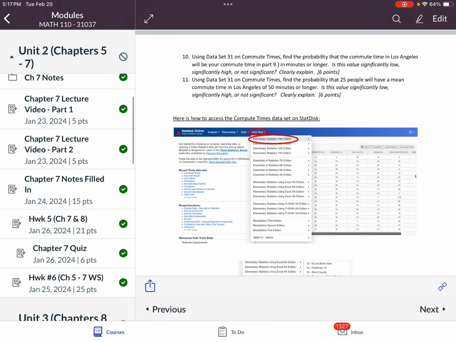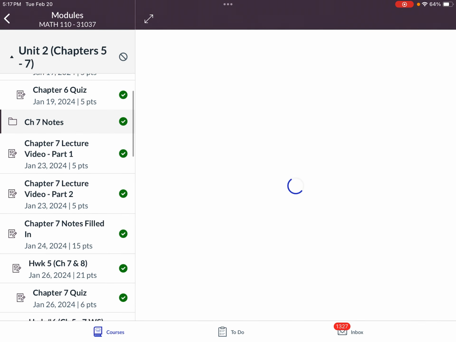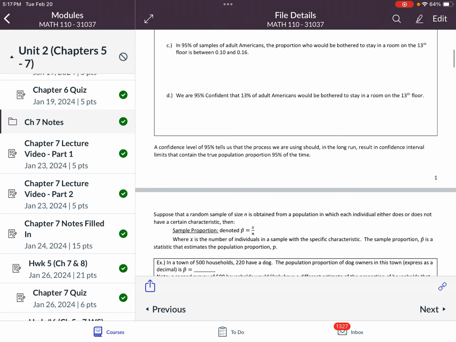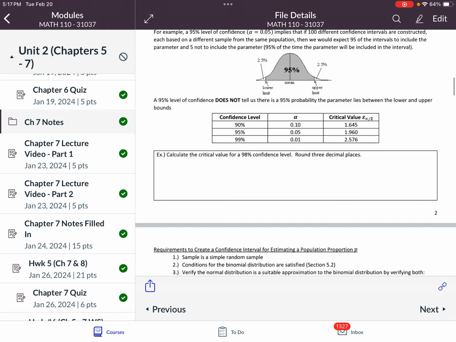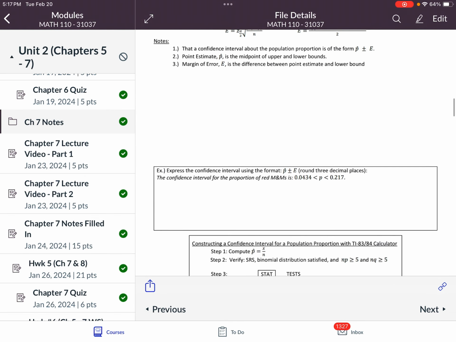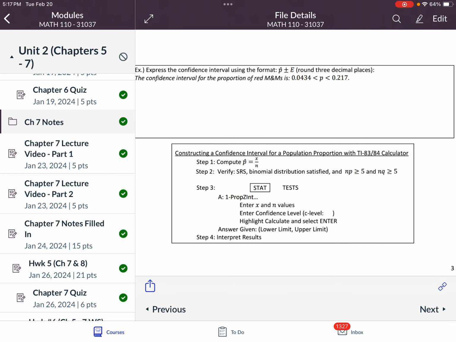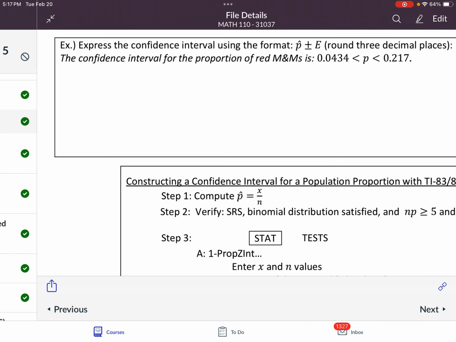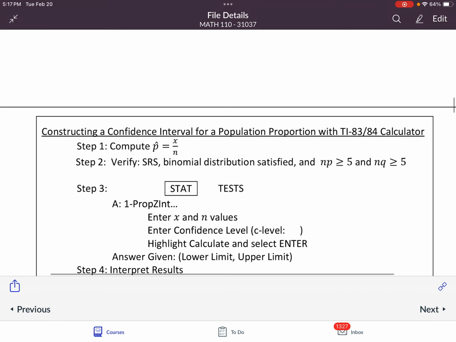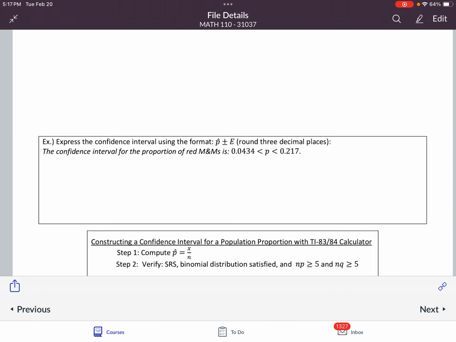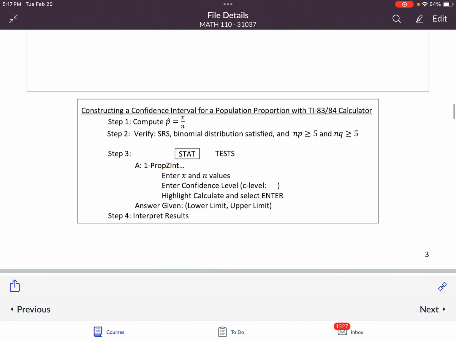So if you go back to unit 2 and open up your chapter 7 notes, and again, these are blank, yours should be completed. If you scroll down, the first part that we have is talking about proportions. And at the bottom of page 3, you'll see step 2 says to verify. The things it says to verify are that it's a simple random sample, binomial distribution satisfied, and n times p and n times q are both greater than or equal to 5. This is for proportions, and again, that's at the bottom of page 3.